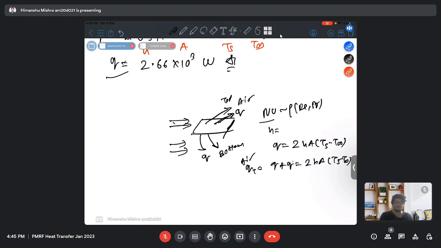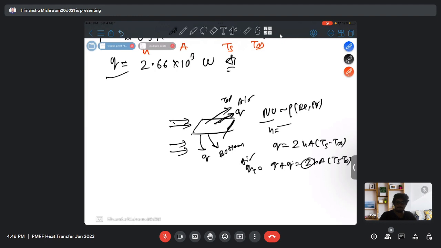If you are given the Reynolds number or the Nusselt number expression, you just use that. If you are given the drag force information, something about drag, then you can use the Chilton-Colburn analogy to determine the heat transfer coefficient. Once you get the heat transfer coefficient, you just use Newton's law of cooling. Here 2 is coming because the heat transfer is taking place from the bottom surface as well as from the top surface. So here it is Q and here it is Q, so basically you are doubling the heat transfer.